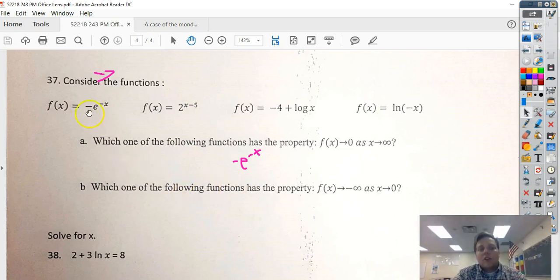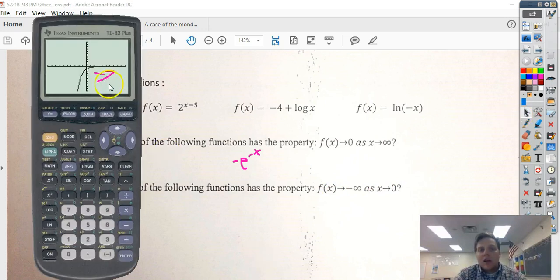Okay, so for this part right here, negative e raised to negative x, which one of the following has this property? Is y going to negative infinity as x went to 0? Okay, so remember, that's asking a different question now. As x goes to 0, where is x 0? All along this line. Is y going to negative infinity when I look at x going to 0 on either side, either the left side or the right side? No. On neither side is that true for negative e raised to negative x.